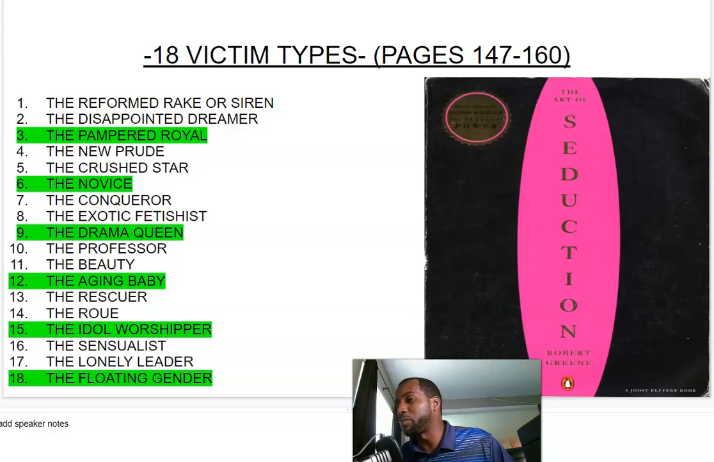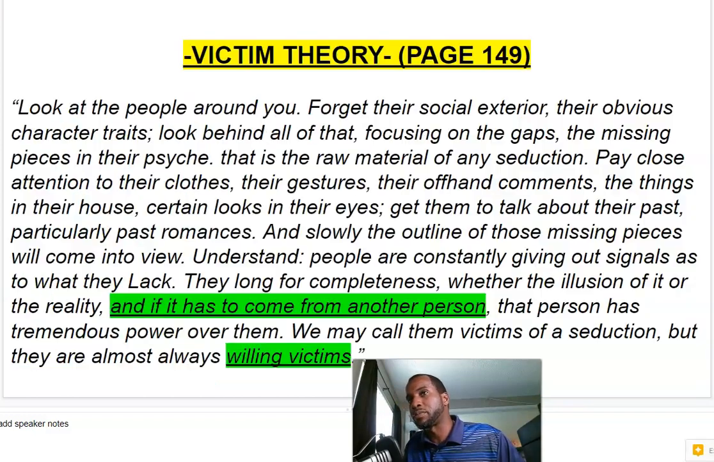Now, this word victim carries a very deep connotation, but what I want you to understand is that Robert Greene is going to show us how the average victim you're looking to seduce is a willing participant in your seduction. In one way, shape, form, or fashion, this person is literally willing to be seduced by you. So let's go to page 149. Page 149 is titled The Victim Theory, but I want to look at one particular paragraph.